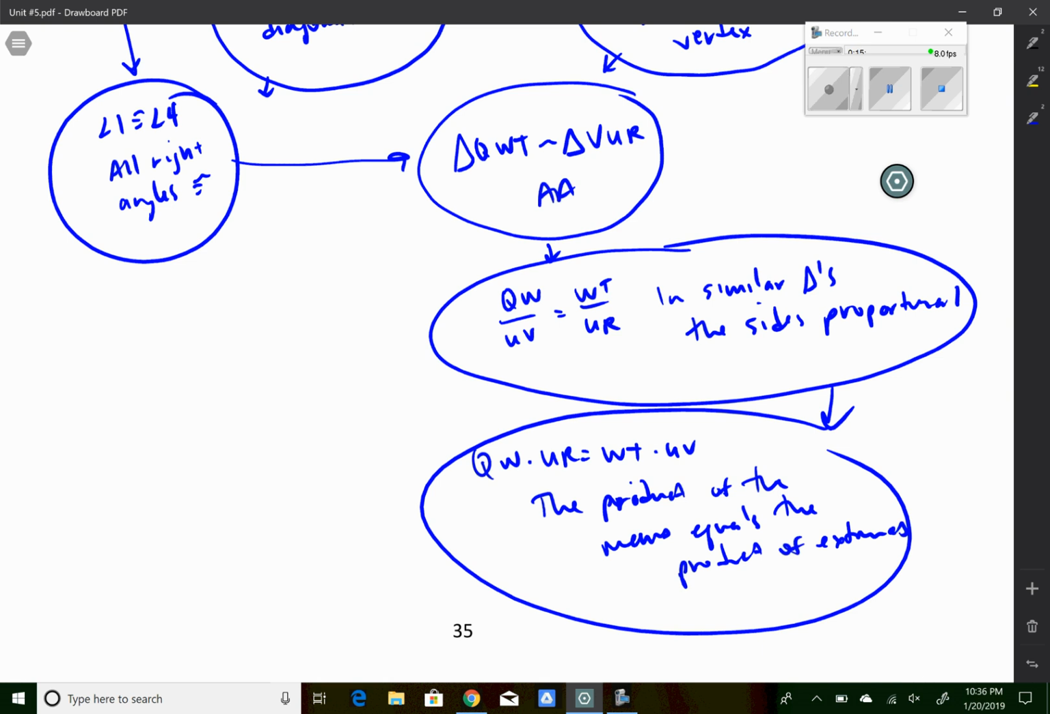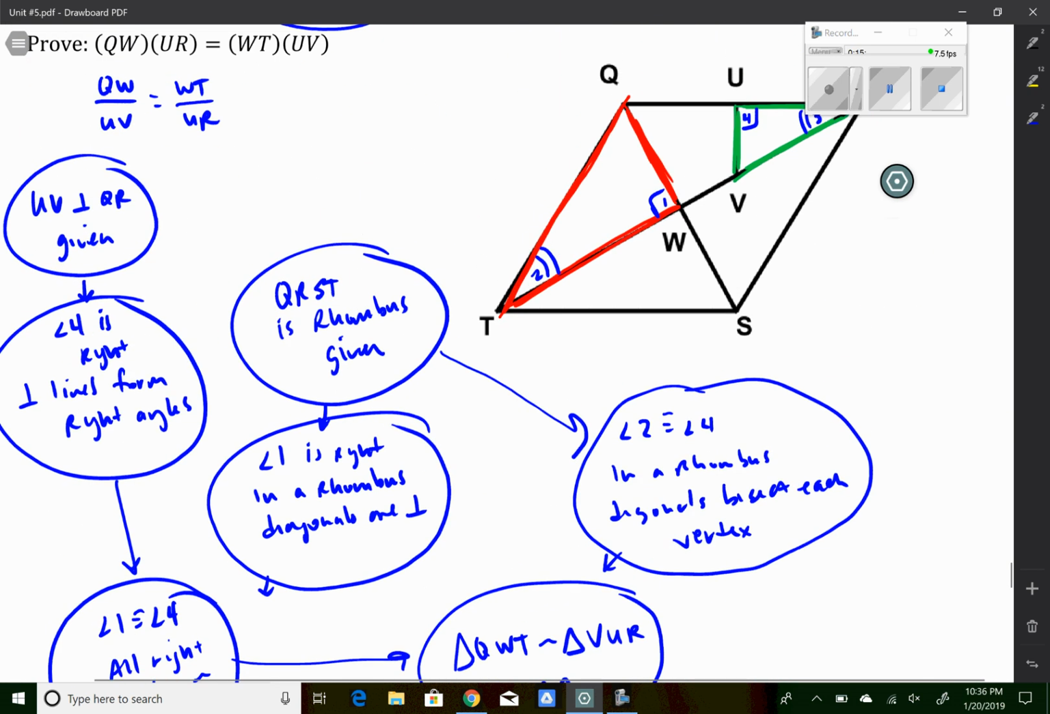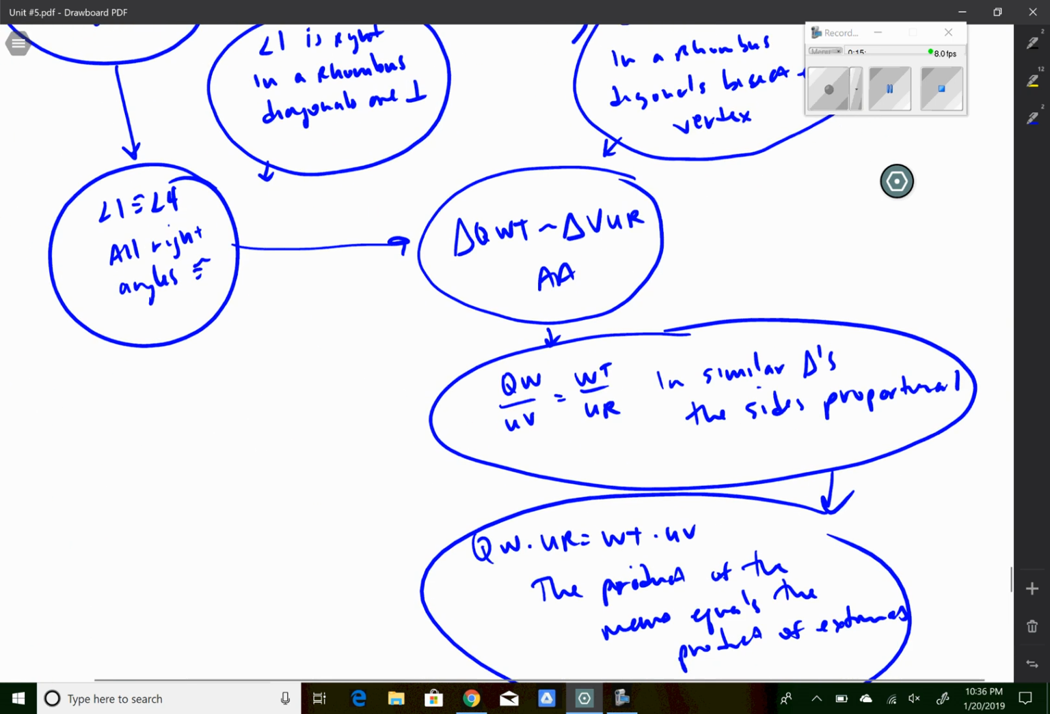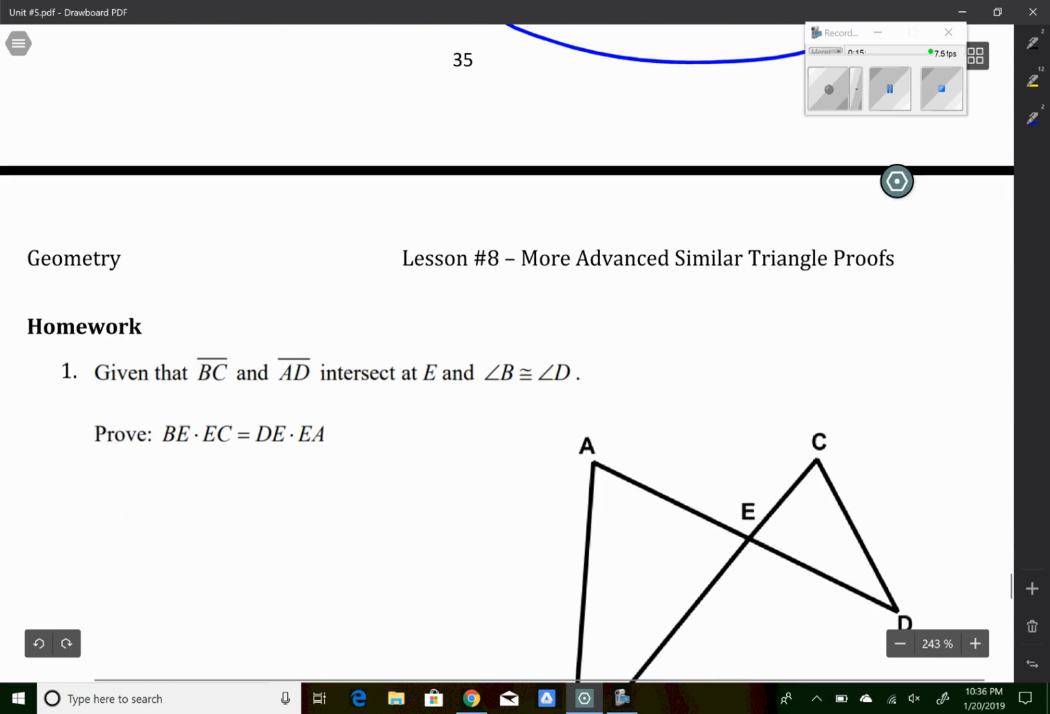Now, that's what I was hoping to get to in class. I know in class we probably did not get to this example, right? But that's a really good example if you think about it. It's really testing on everything we have to do for proofs. That's a good Regents question. So let's take a look at the homework.